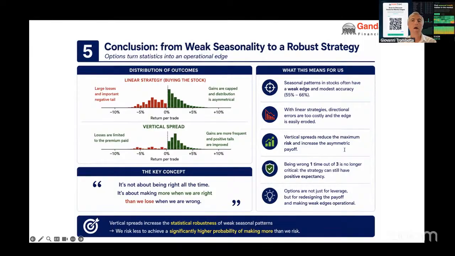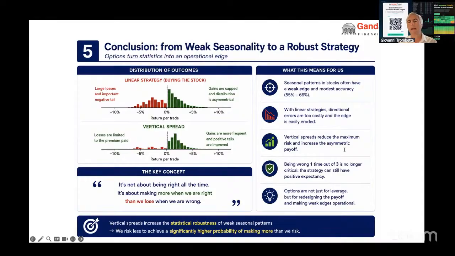Successful trading is not about maximizing the percentage of winning trades, not just on this, I would say. It is about creating a favorable relationship between gains and losses. We want to make more when we are right than we lose when we are wrong. This is about the risk-reward ratio.